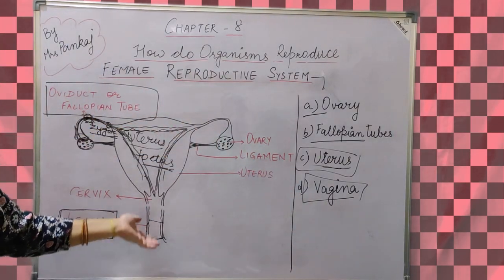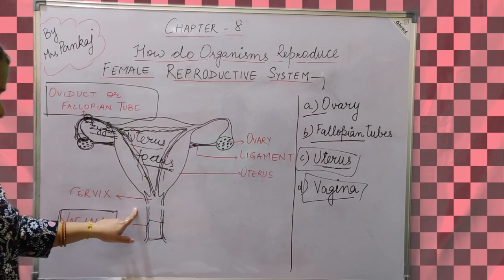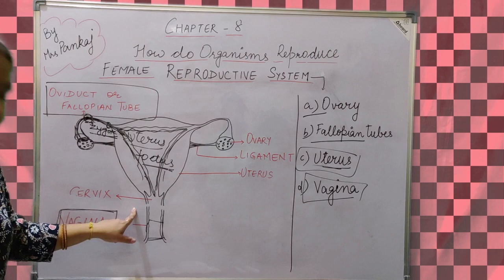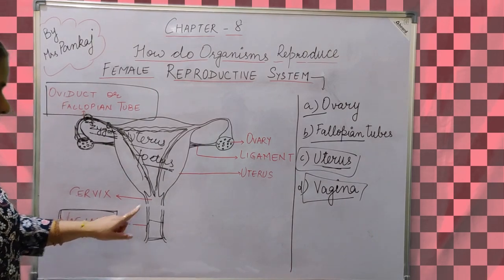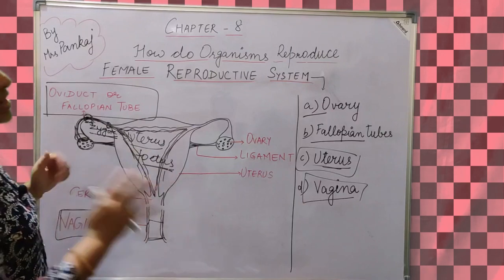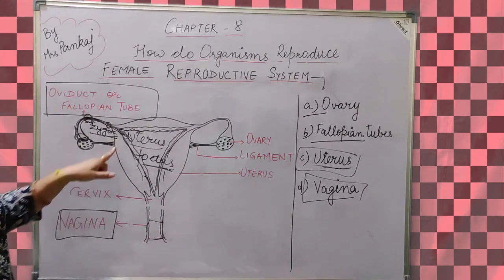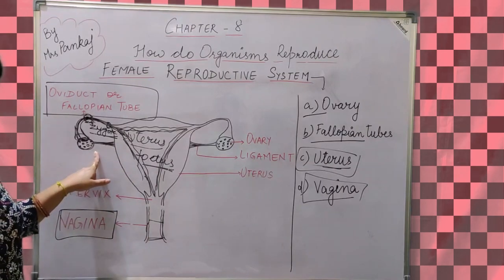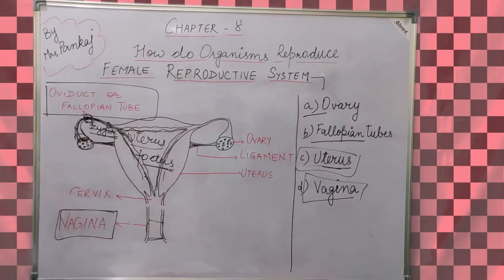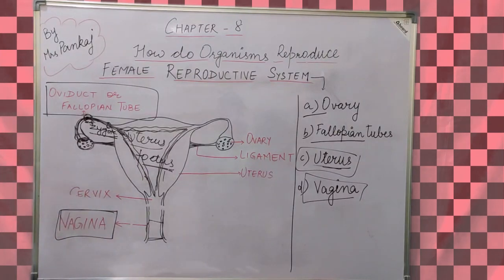This is also known as birth canal. Fine. This is also known as birth canal as it allows the passage of the baby at the time of childbirth. This whole is the female reproductive system. Now one thing which we have left, I told you that this is the thing which we are discussing when fertilization occurs. But if fertilization does not occur, then what happens?